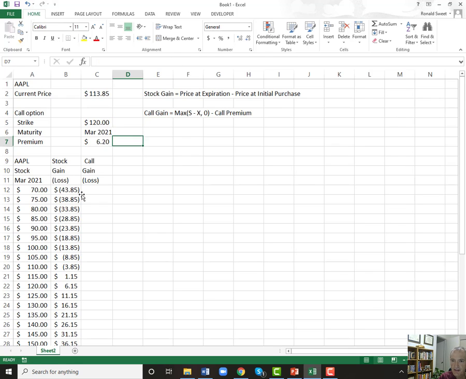All right, so very simple formula. We'll just do that. Equal max the current stock price minus the strike. The strike is 120, comma 0.